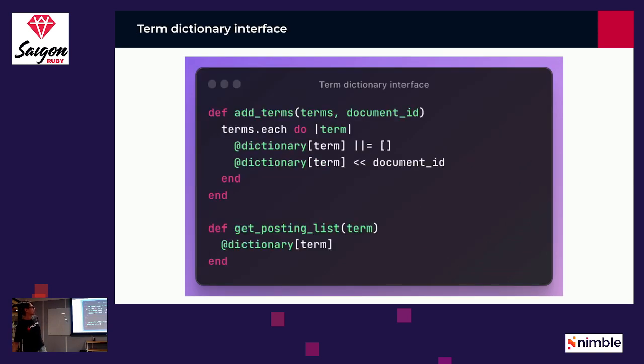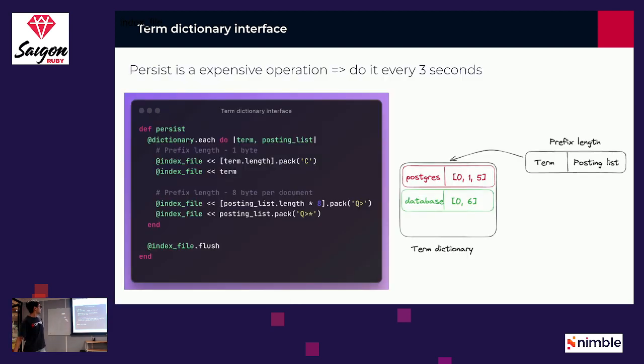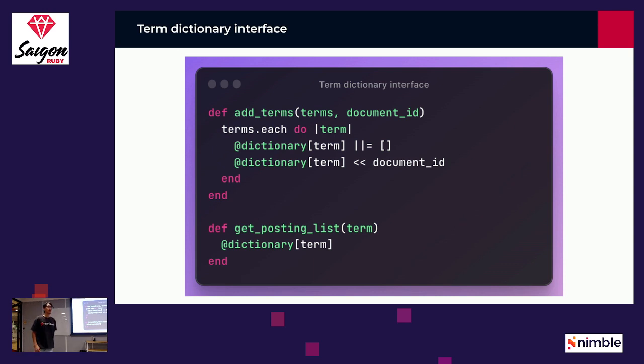And here's the term dictionary interface. The simplest implementation that we can think of is basically a hash map. So we're mapping between term and posting list. Here, the dictionary is a hash map. If we add a term to it, we go through each term and shove the document ID into the array. And if you want to retrieve it back, it's just a hash map lookup. So it's just as simple as a hash map.